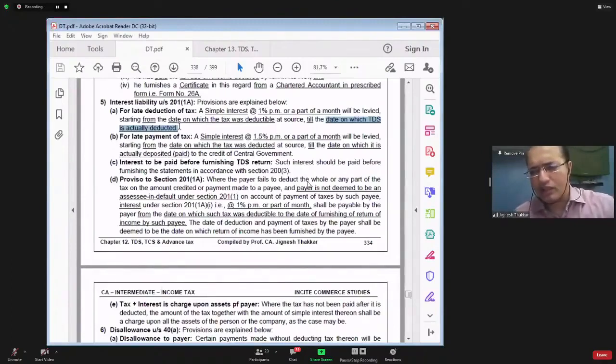Can you tell me how much period it is? It is 1 month and 4 days. This 1 month and 4 days will be considered as 2 months. Interest will be levied at the rate of 1% for 1 month, so 2% for 2 months. What was the amount of TDS? 5,000. On that 5,000, Inside Commerce Studies has to pay 2% to the government. Have you understood the calculation?